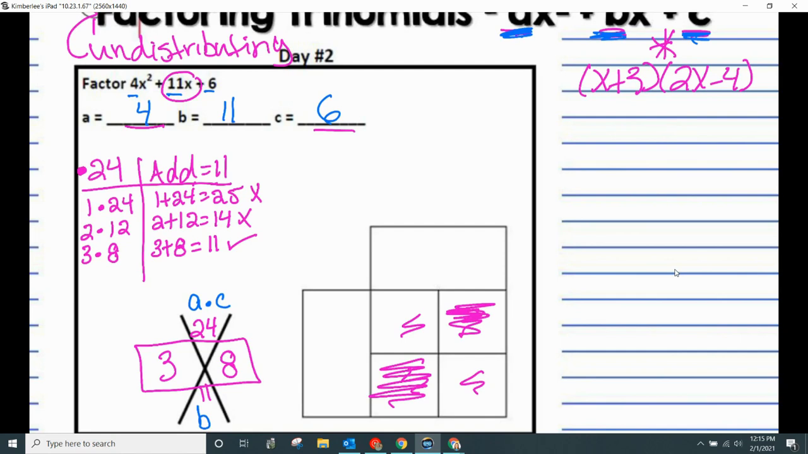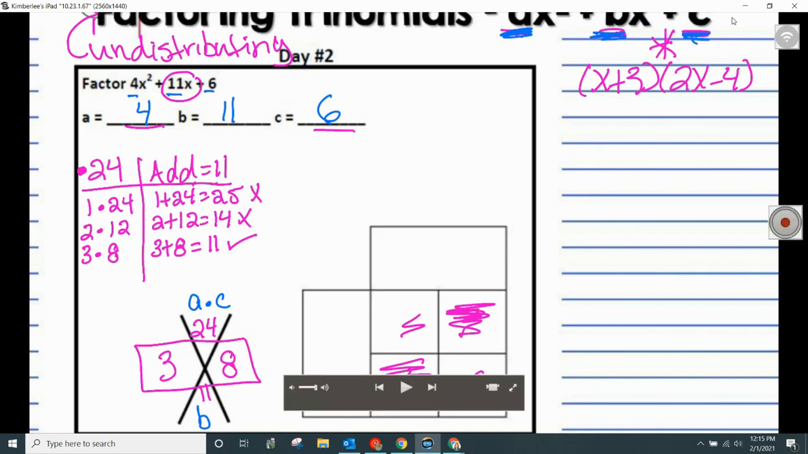This a times c in the top and b in the bottom, and finding the 2 numbers that multiply to be the top number, but then when we add those same numbers, we get this bottom number, this b in the bottom. We're going to camp out here. Okay, so that's what we're stopping. We're not moving further until we get it. We really know we're good at this.